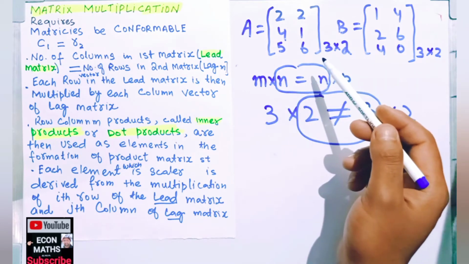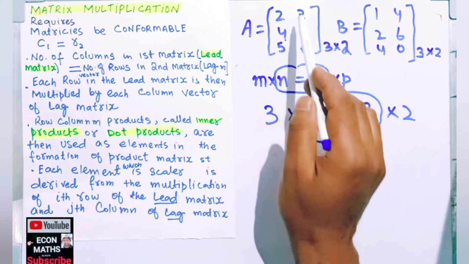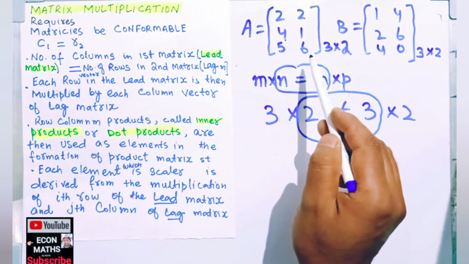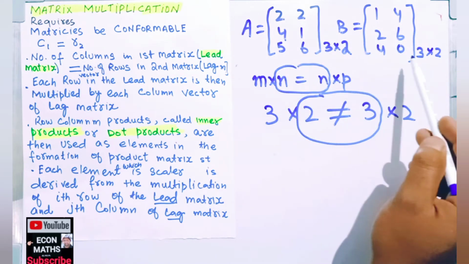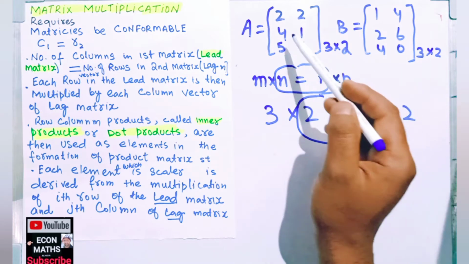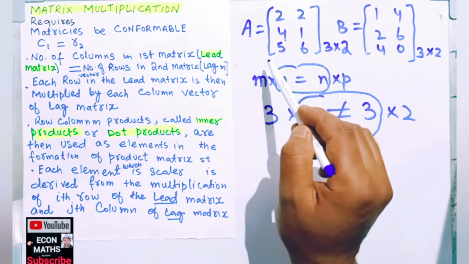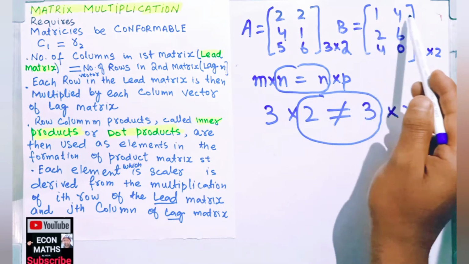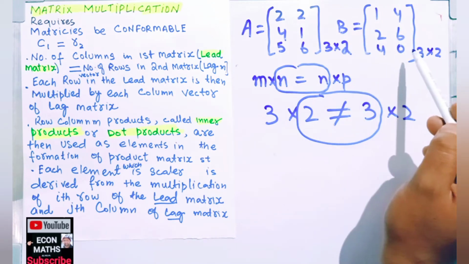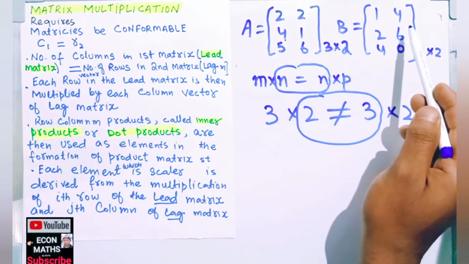Conformable means the number of columns in the first matrix must be equal to the number of rows in the second matrix. Here we can see the number of columns in the first matrix is 2, but the number of rows here are 1, 2 and 3. So these two are not conformable.